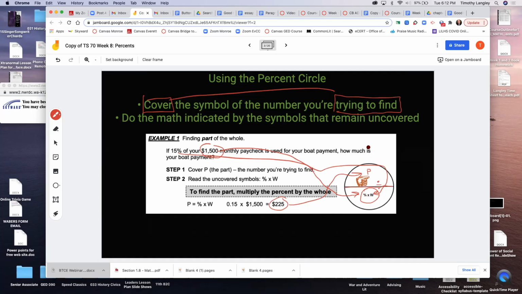So if they ask, for instance, 20 is what percent of 50? They want to know what percent 20 is of 50. I would divide 20 by 50, and that would give me a decimal, which I would then change to a percent. That's how you figure out what percent a number like 20 is of something else. So in this case, if I do what's left, which means I divide the part by the whole, I get the percent. All right, let's look at another example.